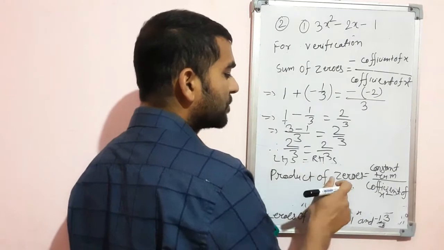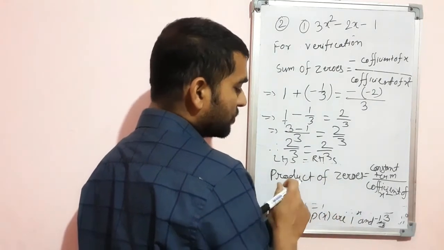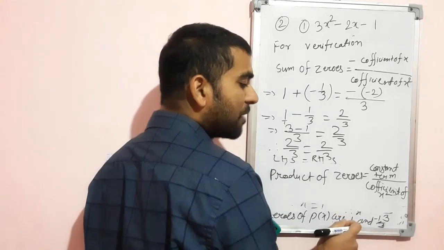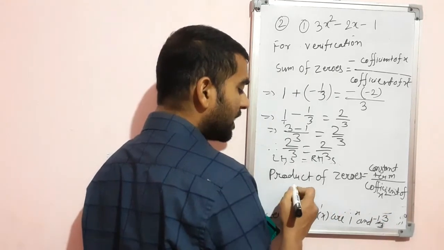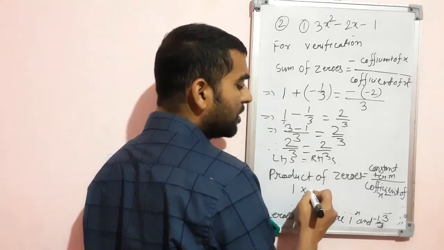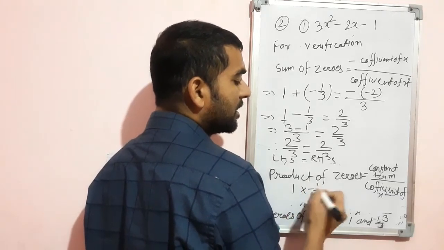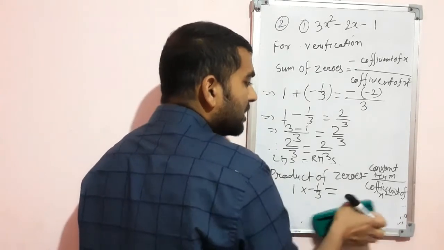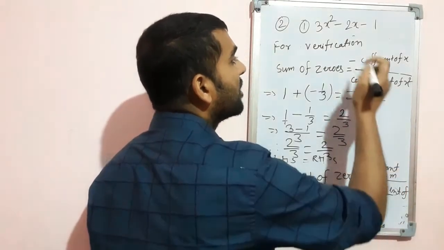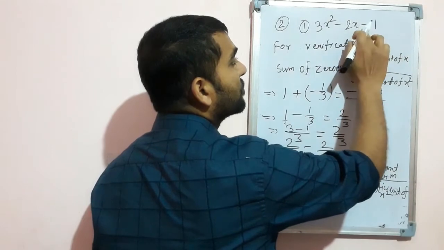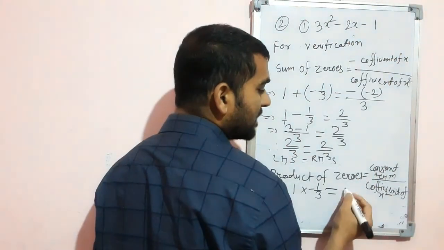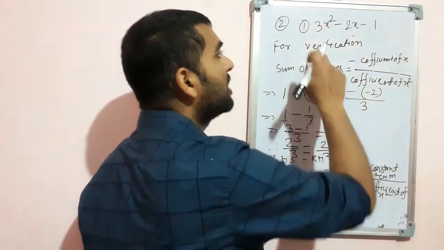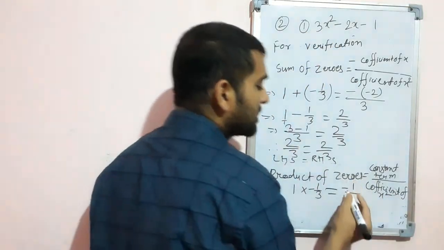Now product of zeros. So let us find the product of our zeros, which are 1 and minus 1 by 3. So we will write 1 into minus 1 by 3. Now equal what can we write here? Constant term, the last one is the constant term. So see here, minus 1. So we will write constant term minus 1 divided by coefficient of x square. The coefficient of x square is 3.